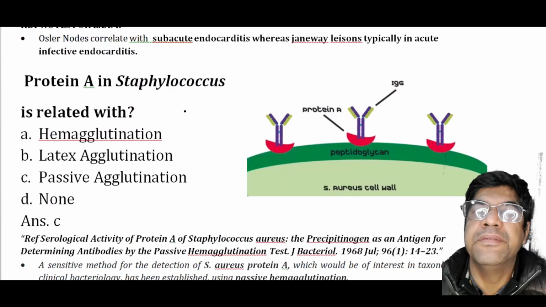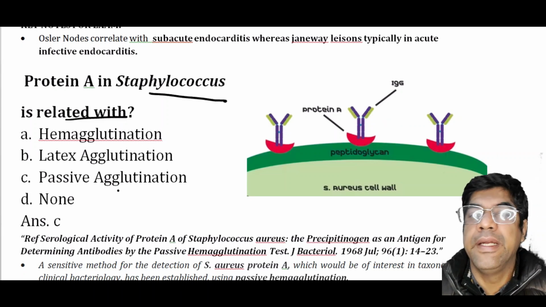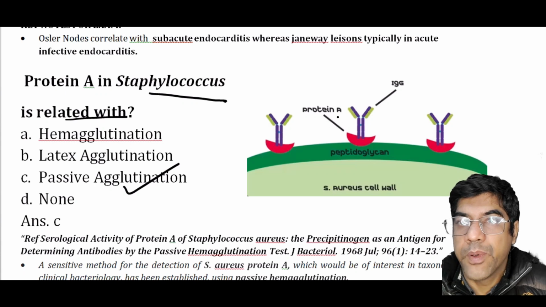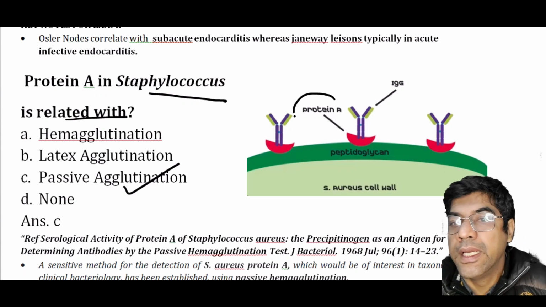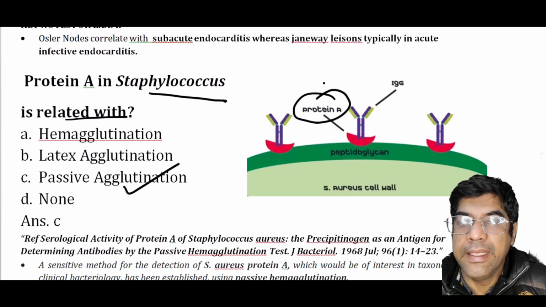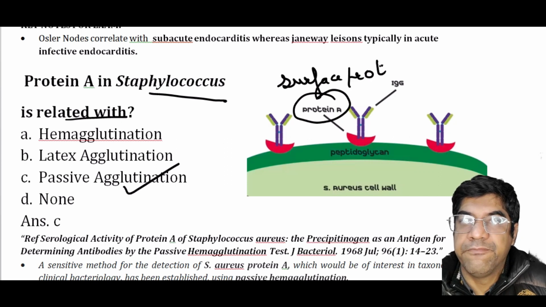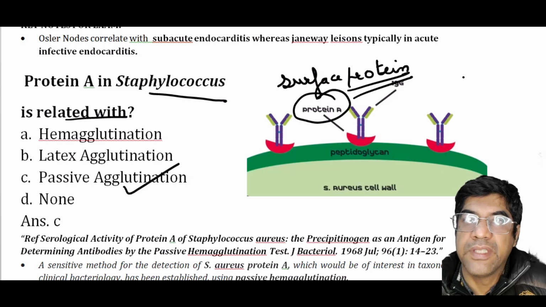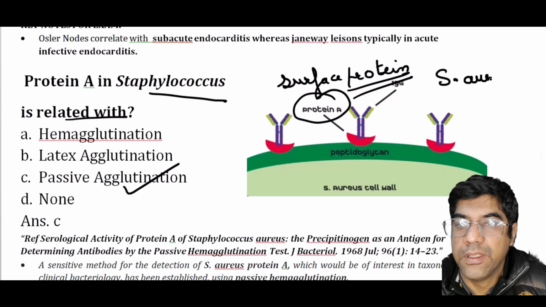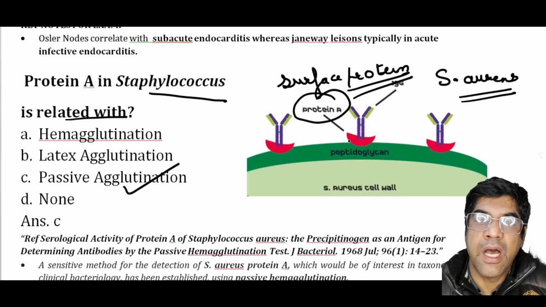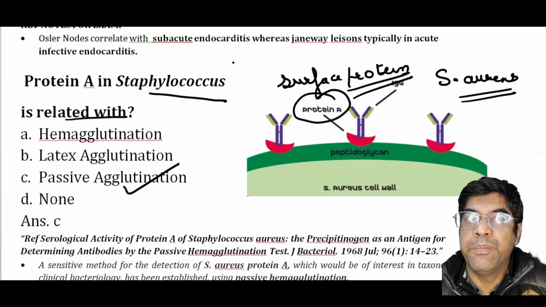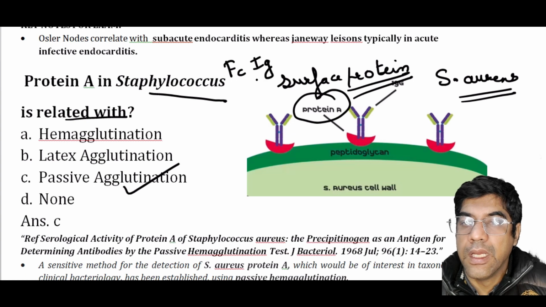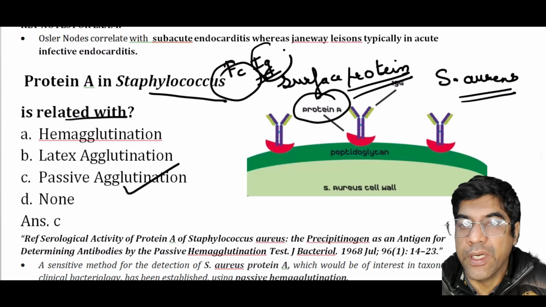The protein A in Staphylococcus is related to passive agglutination. Well, remember, protein A in Staphylococcus aureus is a surface protein that is found in the cell wall of Staphylococcus aureus. So now what is the function of protein A? It has high affinity for the Fc portion of the immunoglobulin. So this binding occurs at the crystallizable, that is the Fc, region of the Ig antibodies.